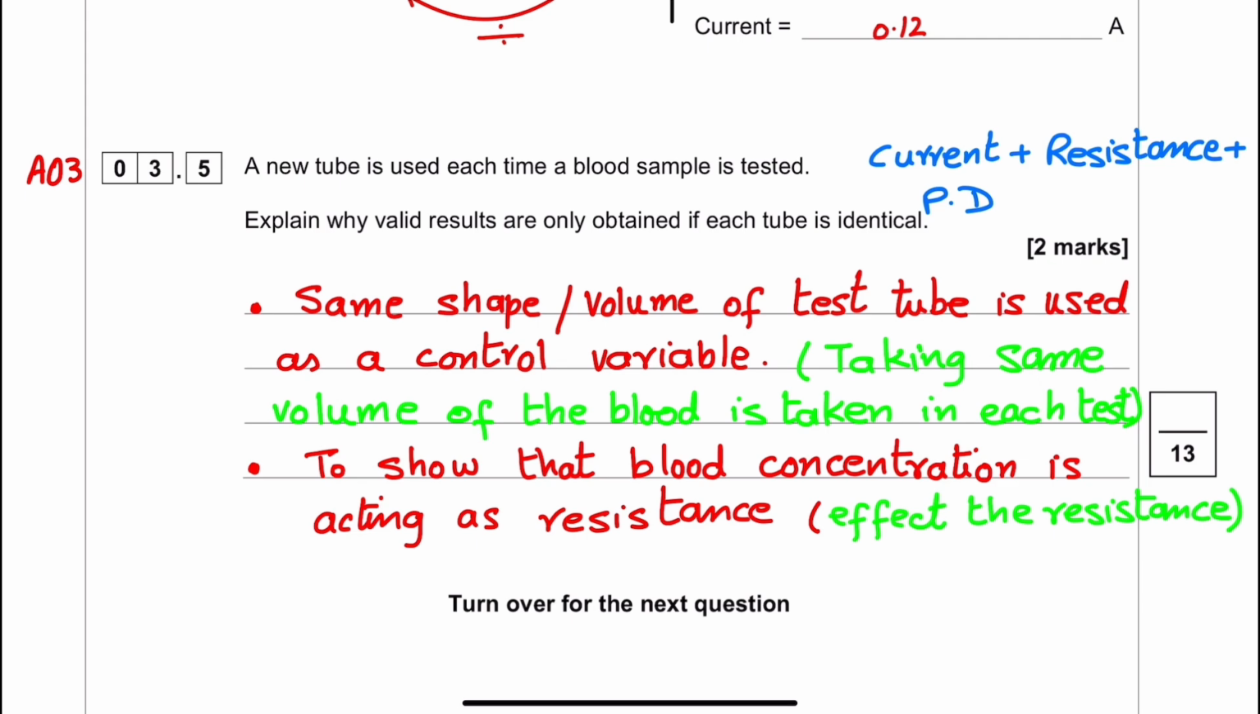The same shape or volume of the test tube is used as a control variable. This is key information. It means that the same volume of blood is used each time. The second mark is for this point, to show that the blood is acting as a resistance. Because if the shape of the test tube is different and the volume of the tube used for the testing is different, it will affect the resistance of the blood.